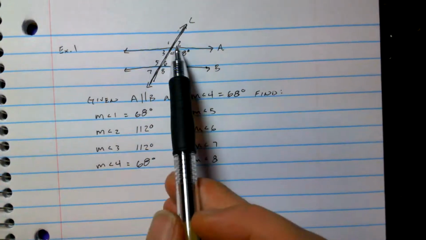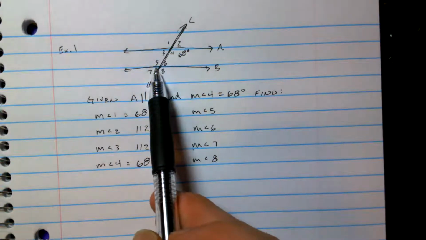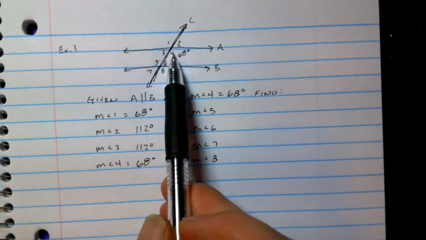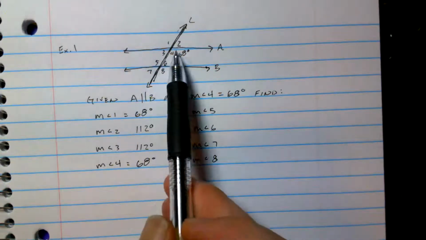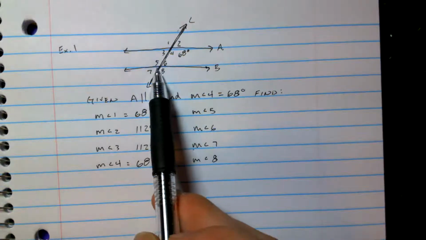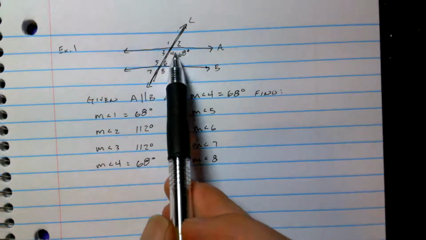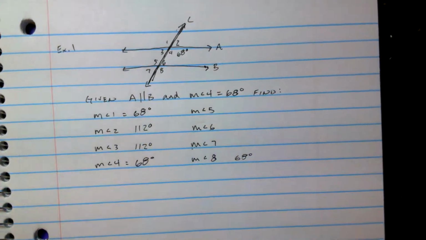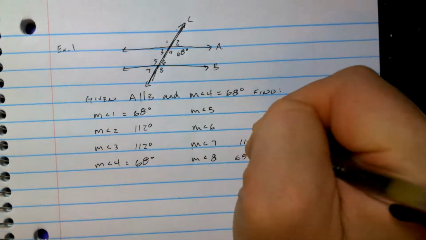But now I need to make the leap down to this set, and so what I need is some of those relationships we just went over. Well, 4 and 8 are corresponding. If I were to slide this section down onto this section, it's going to match up. 4 and 8 are the same in that picture. So if 4 is 68, that means 8 is 68. And then 7 is its supplement, so 112.